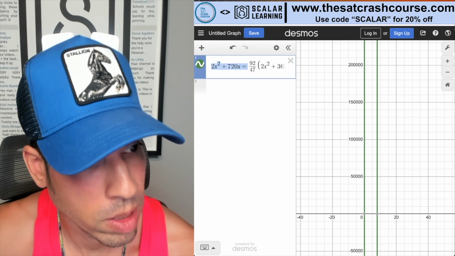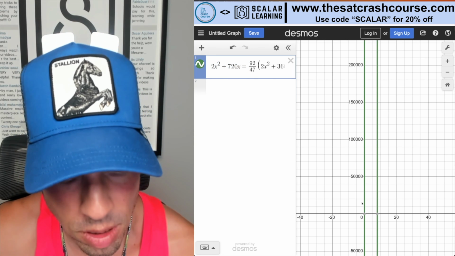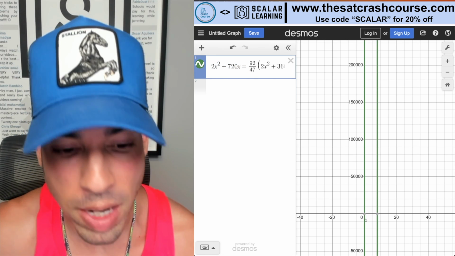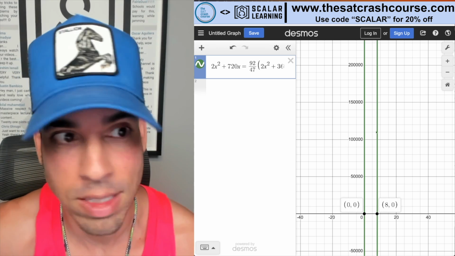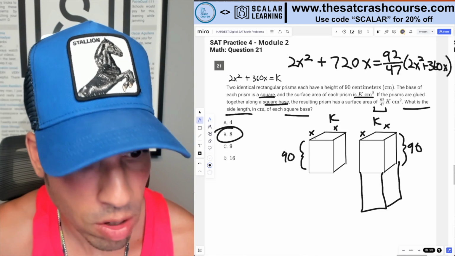So here we go. I put in that entire equation and you can see these two vertical lines, which are going to give me my x value. So this one is at 0. That doesn't help, but this one is at 8. And that's it. That means 8 is our answer.